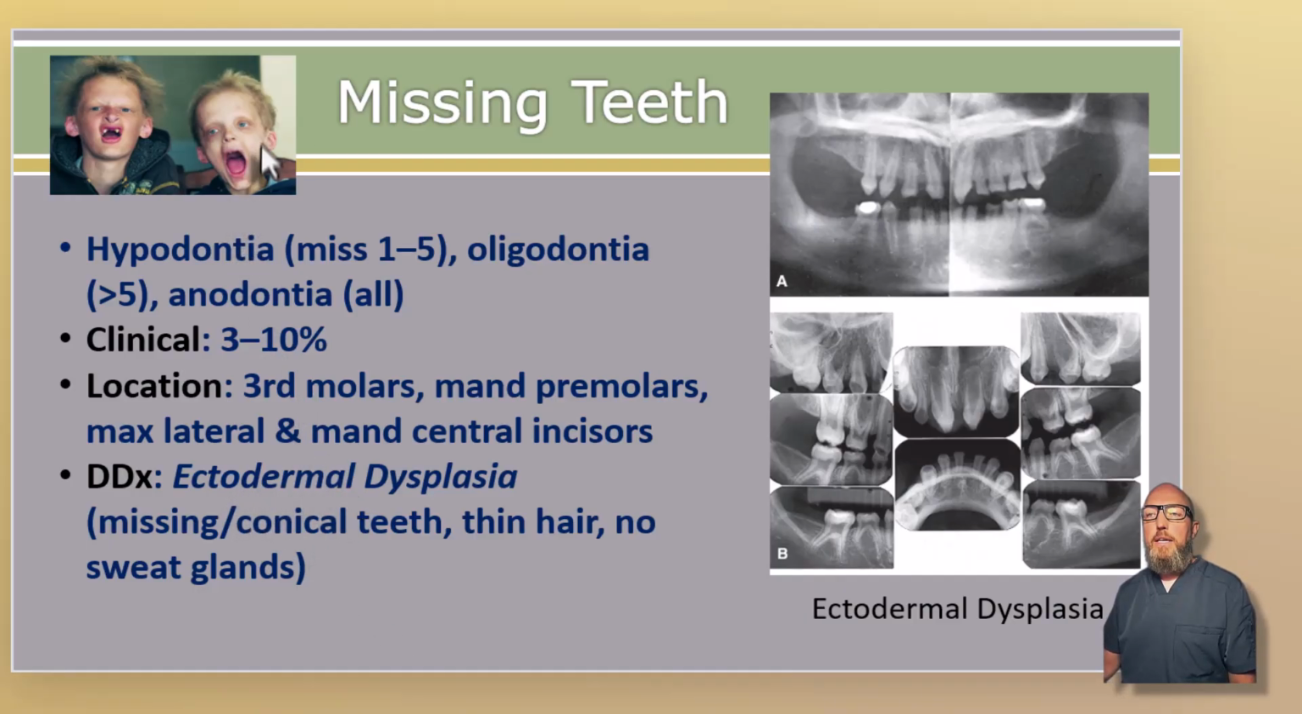That's what we see right here. Features a lot of missing teeth, kind of conical shaped teeth. We see that in these images as well. They also have kind of specific, very thin, friable hair. They don't have sweat glands, so they're heat susceptible. And this is also more common in Asian, Native American, and indigenous populations. So again, just to reiterate, you see a lot of missing teeth, conical shaped teeth, first thing that should come to mind is ectodermal dysplasia.